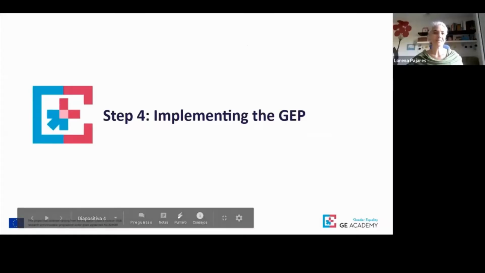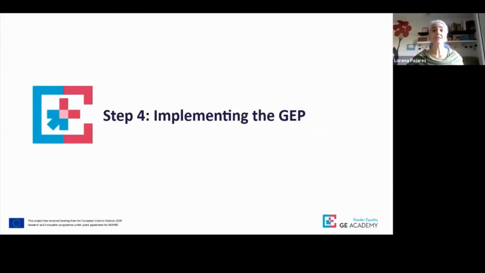Let's go into business. Today, we are starting with the implementation phase. Okay, this is already step 4. We have already set up our gender equality plan, so it's time for putting actions in motion here.